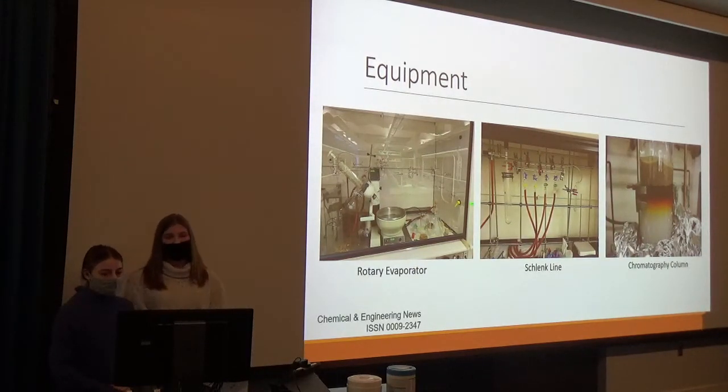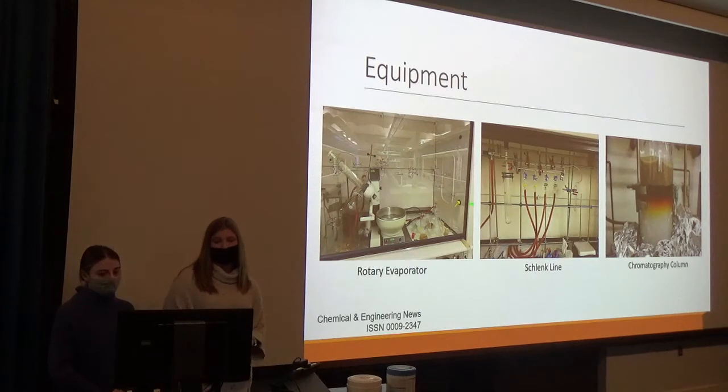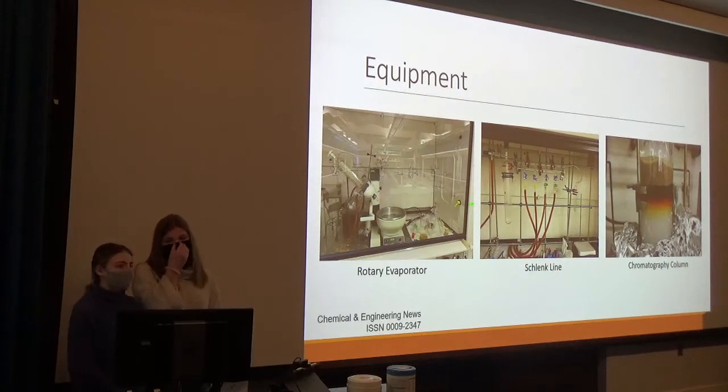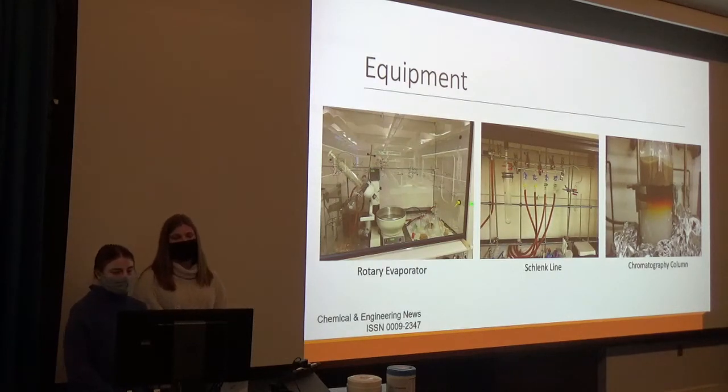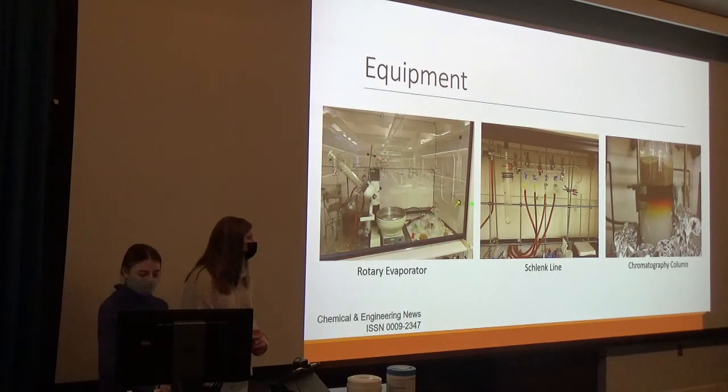The rotovap is used to reduce pressure, which lowers the boiling point of the solvent and makes it easier to boil the solvent out. A Schlenk line is used for materials that are sensitive to water or air by keeping them in a controlled nitrogen environment. And a flash chromatography column is used to separate and purify compounds by polarity.